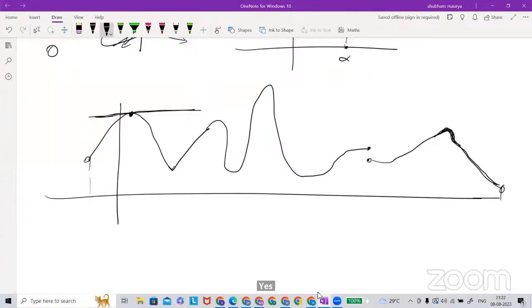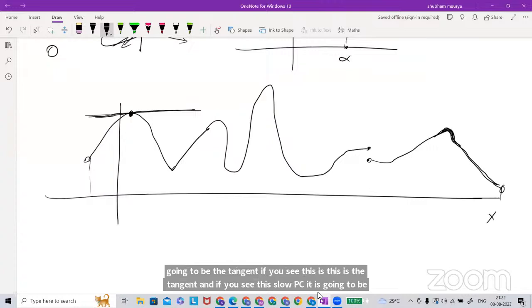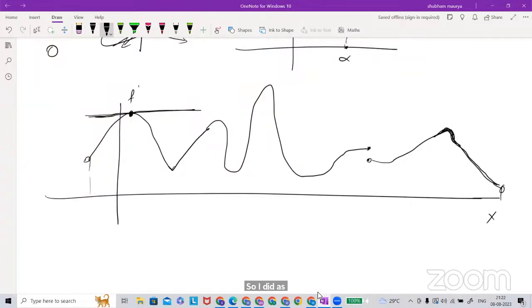Okay. So here, if you check, this is going to be a tangent. And if you see this slope, it is going to be parallel to the x-axis. So the slope is going to be 0 there. That's why it is a critical point. Here it looks like a minimum, but actually I purposely made a sharp corner here. In that case, the function is not differentiable. It's not differentiable there.